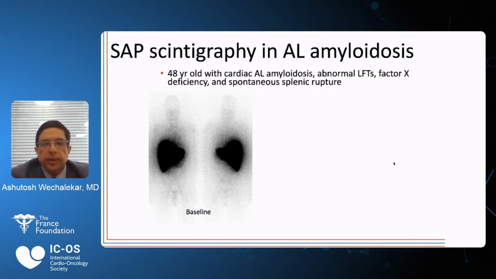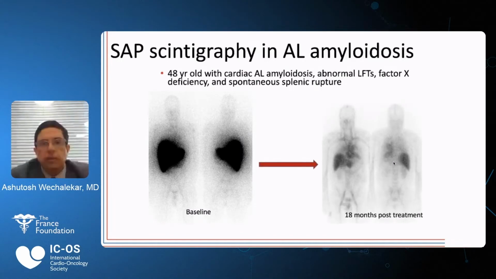Next slide, please. So this shows a typical SAP scan. This was a 48-year-old patient who presented to us with cardiac AL amyloidosis and abnormal liver function tests, and had a biopsy which showed evidence of amyloid. He presented with spontaneous splenic rupture, they had to operate as an emergency, and he had factor 10 deficiency. So essentially what we would call an entire house of AL amyloidosis.